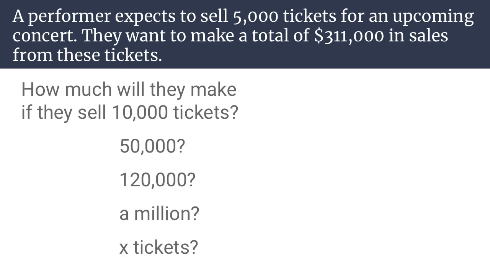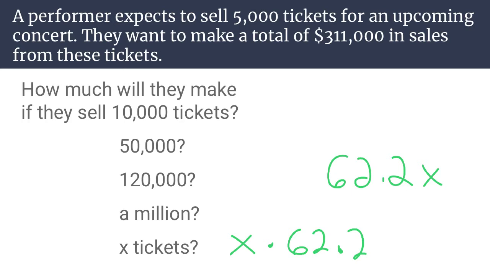How much will they make if they sell 10,000 tickets or 50,000 tickets or 120,000 or a million or x tickets, x being any number of tickets? Well, it doesn't matter which number you pick. You're always going to do the same thing. You're taking the number of tickets, in this case, let's call it x, and multiplying it by 62.2, which is the price. Or we could write it as 62.2x, where x could be any number of tickets.